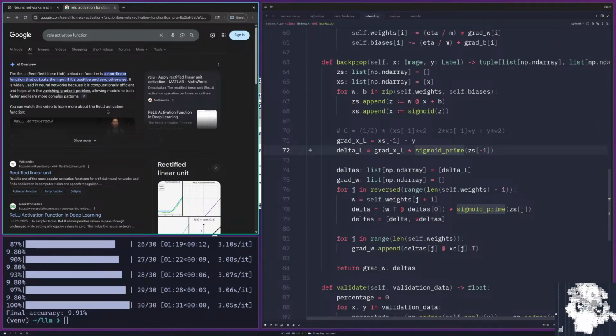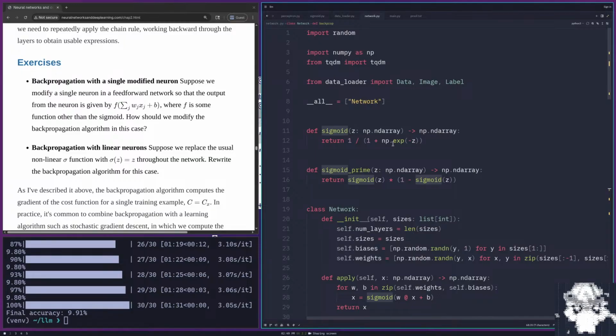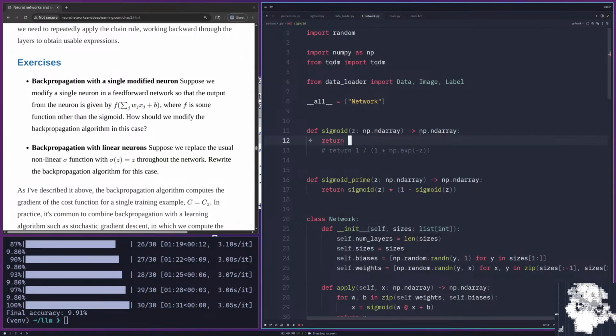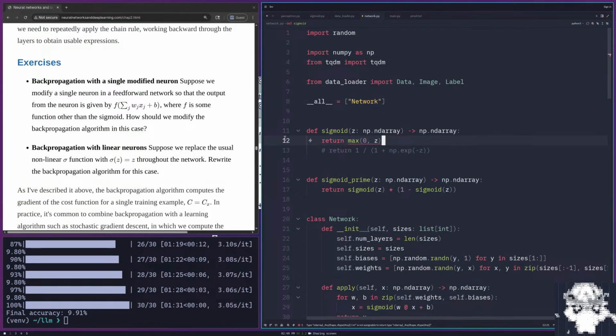I mean, what if I did use a ReLU? What if I literally replaced this with the definition of a ReLU? Return max of 0 and z. I guess that's hard to do on an array, as a, what do you call it, a pointwise. Can I do np.max? And then sigmoid prime would just be 1.